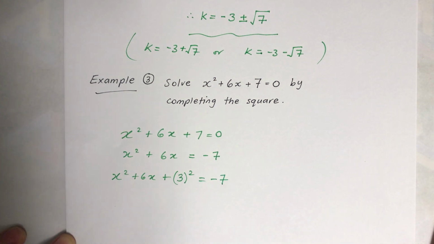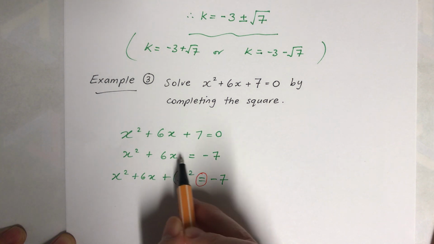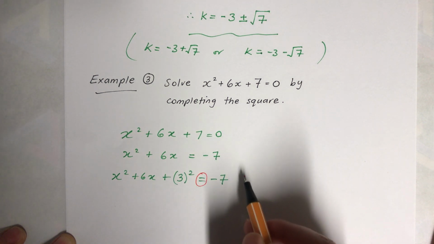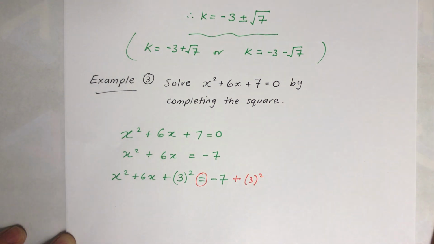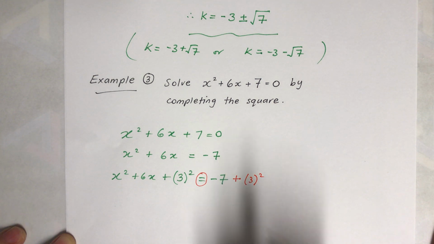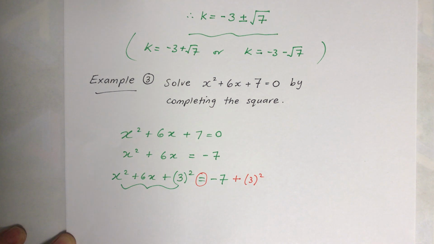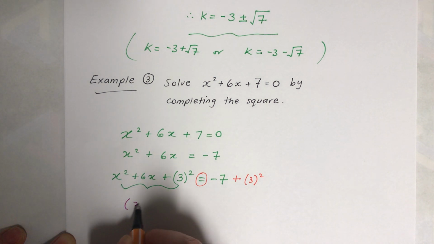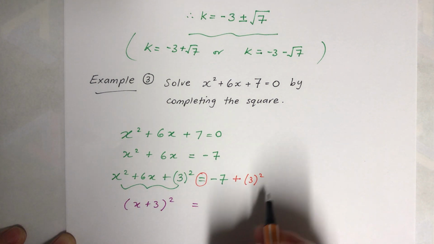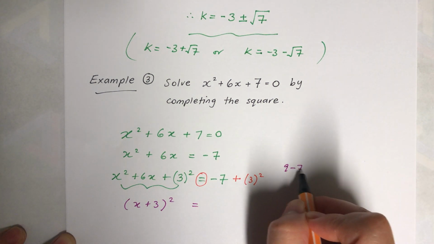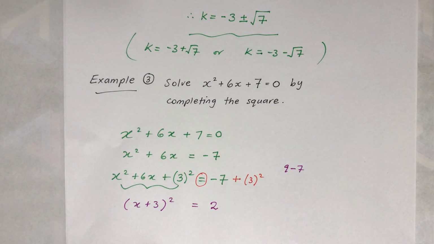Now, do you remember this equation means it's balanced. Whatever you add on the left-hand side, you've got to add on to the right-hand side. So I'm going to add 9 on there so that it will balance up. So in here I've got a perfect square of x plus 3 squared equals, here is 9 take away 7, which is 2. Okay, so I've got that.